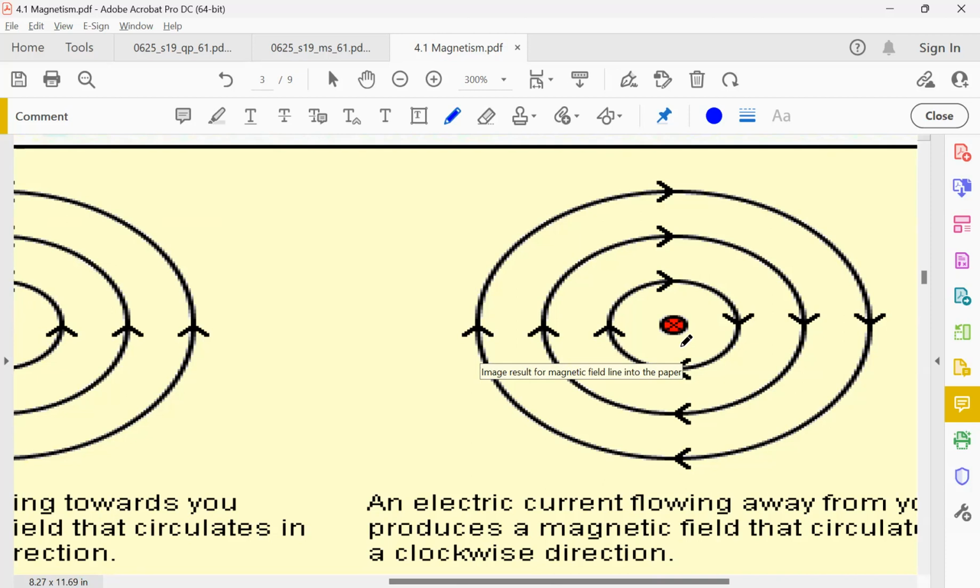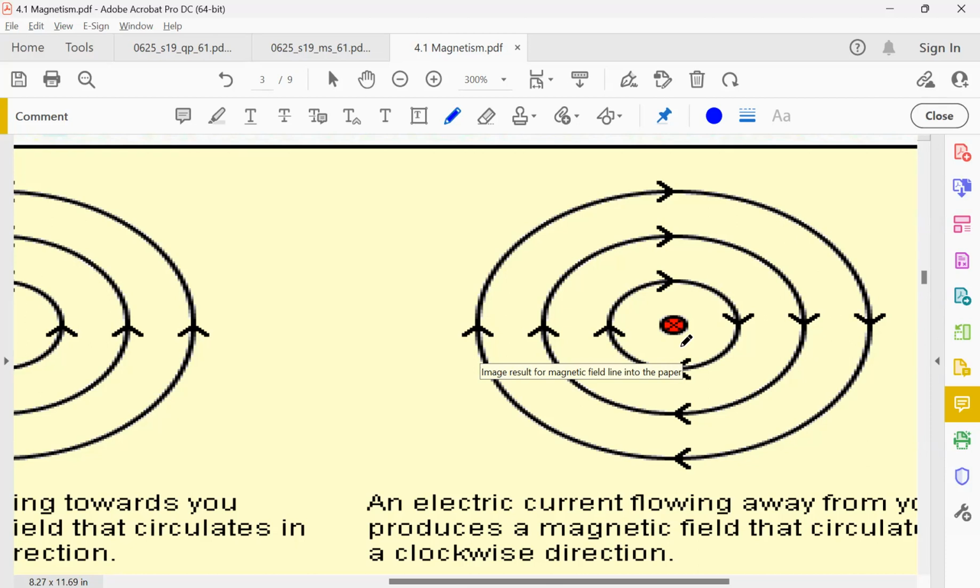X marks the paper. Anyways, X means the current is going in. And because the current is going in, your thumb should be pointing where? Upwards. Outwards? No, upwards. Outwards? The current is going into the paper. Yeah, pointing in. Upwards. Right, we point in.